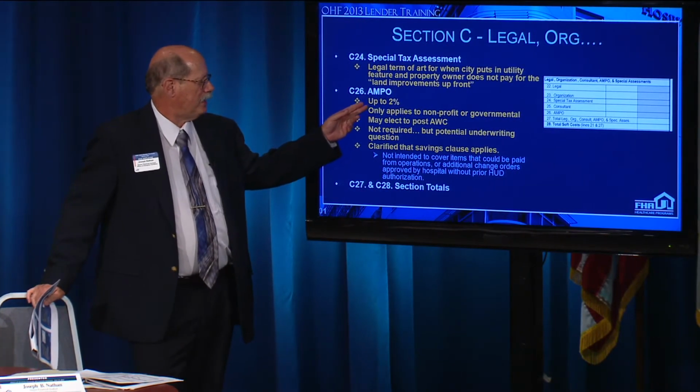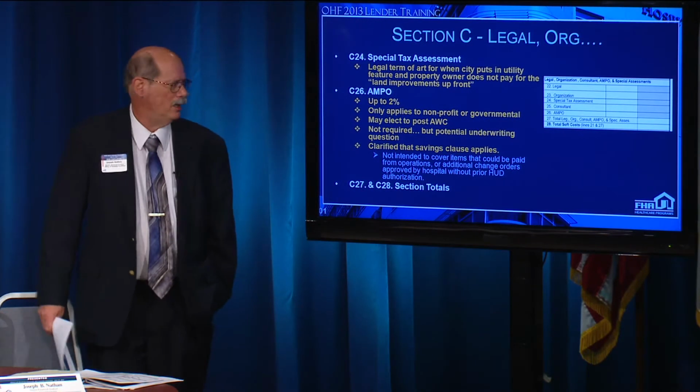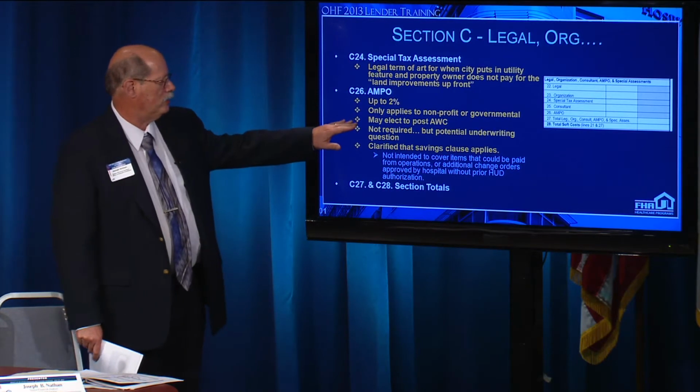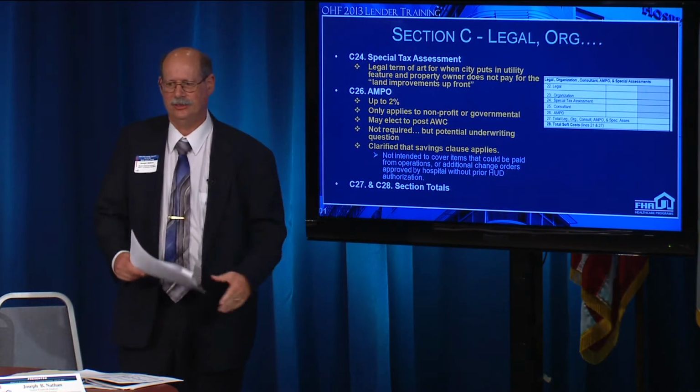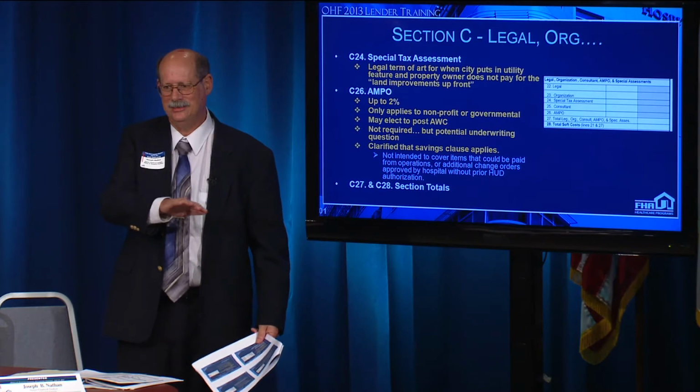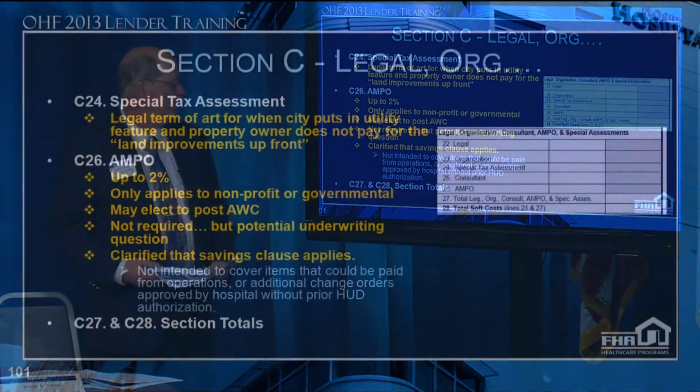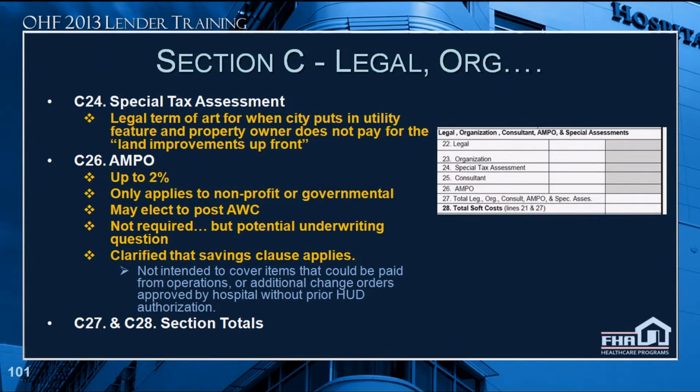AMPO, it's up to 2% in there. It only applies for nonprofit or governmental, so if it's a for-profit, that line is 0. It's up to 2%. Furthermore, some hospitals or nonprofits will say, look, we don't want to put any AMPO in there, but yeah, we recognize we're going to have some. AMPO is allowance to make project operational. I should explain that. That's what it stands for.